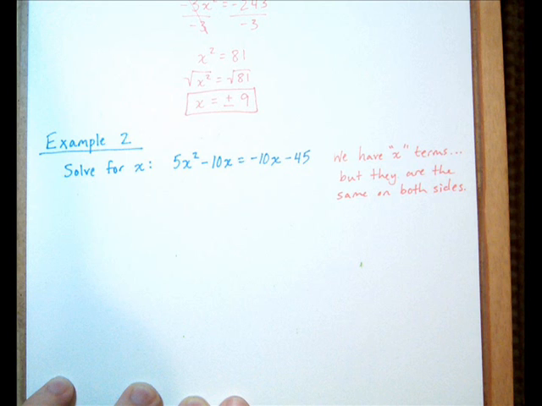We have negative 10x on the left side and negative 10x on the right side. That means these are going to cancel out. So we're still going to use square roots to solve this problem. So once again, our first step is to get the x squared term alone.